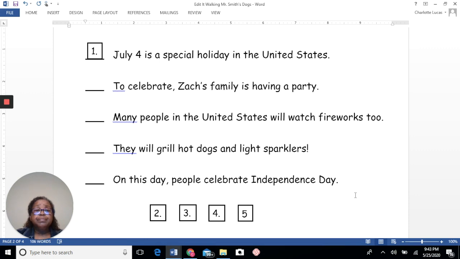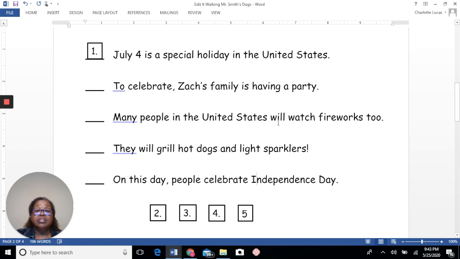Very good. So now we need to put these sentences in correct sequential order. We know that the first sentence is correct. July 4th is a special holiday in the United States. That is correct. One of these sentences needs to come after that. To celebrate, Zach's family is having a party. That could be a nice next sentence. Let's go on and just make sure.